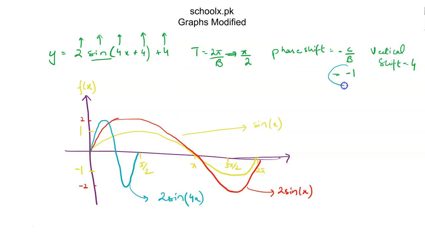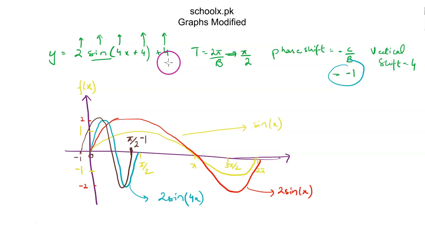Now let's draw the graph of 2 sine 4x plus 4. It will have a phase shift of -1. So it will start from -1, it will be the same graph. This graph will be shifted 1 unit to the left of 0, to the left of origin. So it will be somewhat like this. Alright, this point will be pi by 2 minus 1, negative 1. Alright, this point right here.